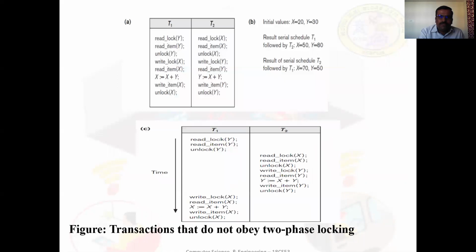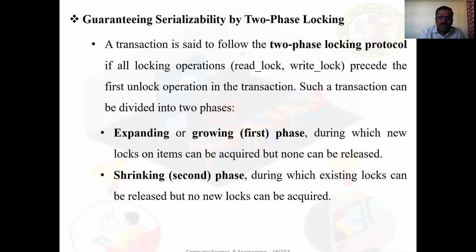If lock conversion is allowed, then upgrading of locks from read lock to write lock must be done during the expanding or growing phase, and downgrading of locks from write lock to read lock must be done in the shrinking phase, the second phase.